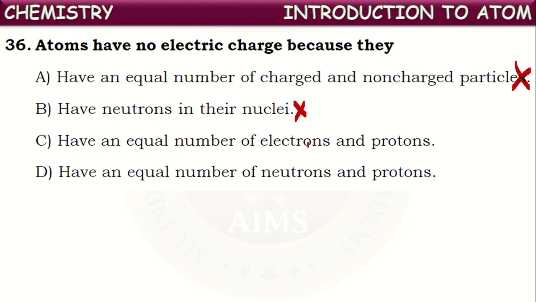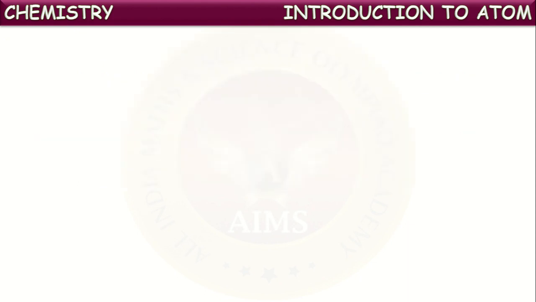They have an equal number of electrons and protons. This is correct. Because electrons have negative charge, protons have positive charge. If an atom has an equal number of positive and negative charges, they will be counterbalanced by one another and hence finally atoms exist neutrally. Atoms are electrically chargeless because the negative charges are counterbalanced by an equal number of positive charges. This is because of the existence of an equal number of electrons and protons. This is correct. Okay.